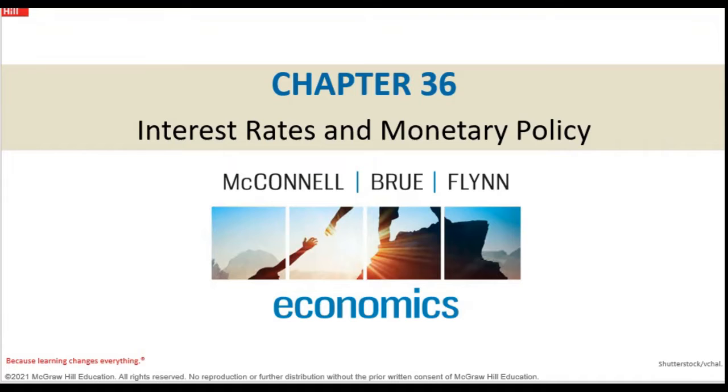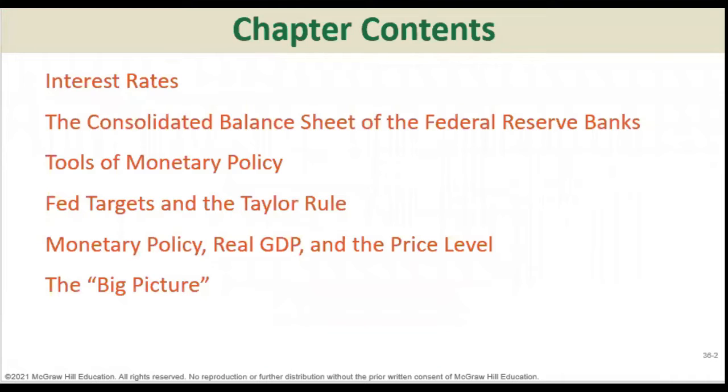Okay, so let's move to what we will cover throughout the chapter. Here is the content that we will cover: interest rate, the consolidated balance sheet of the Federal Reserve. We're also going to explore the tools of monetary policy, the Fed target and Taylor rule, monetary policy, the real GDP, and the price level, and how all three of them are related. And we will look at the big picture that will summarize all the learning, the fiscal and the monetary policy, all together, and tie it back to aggregate demand.